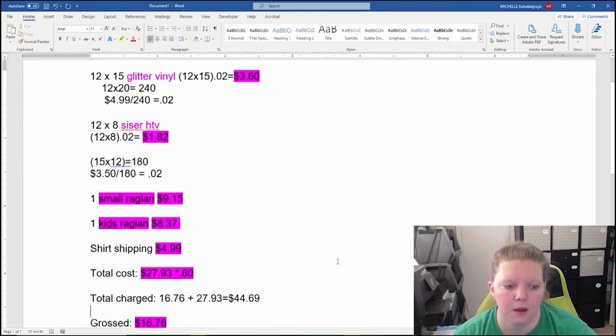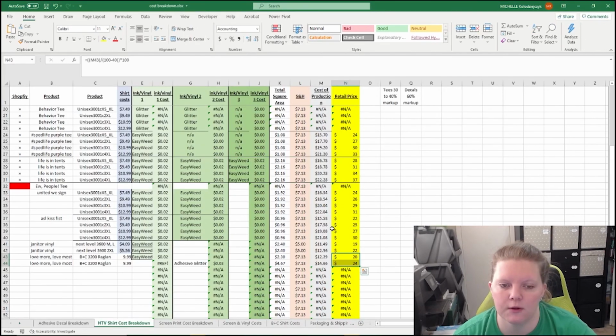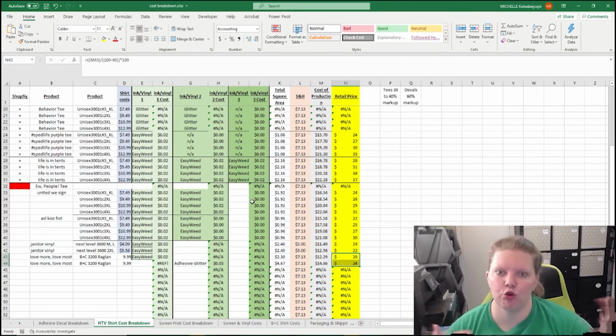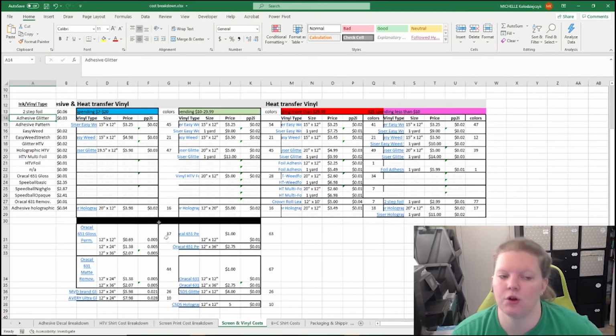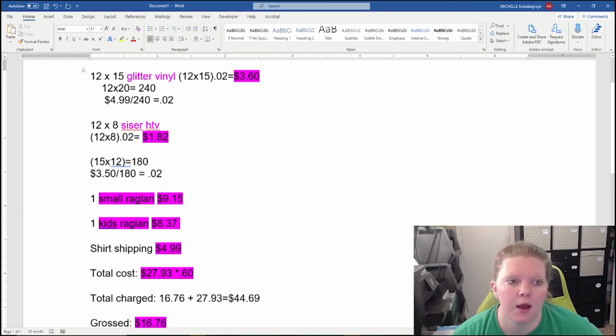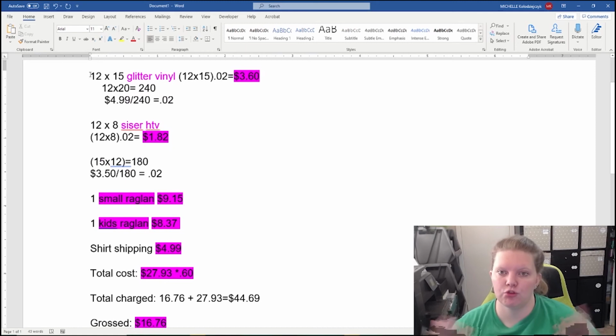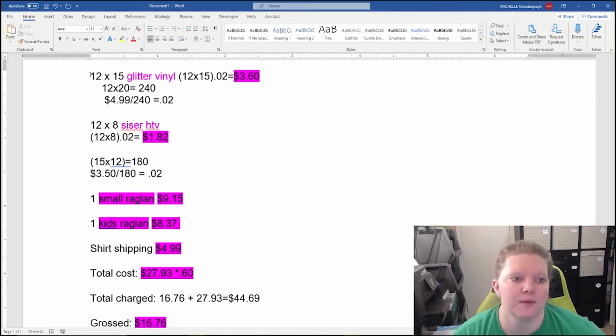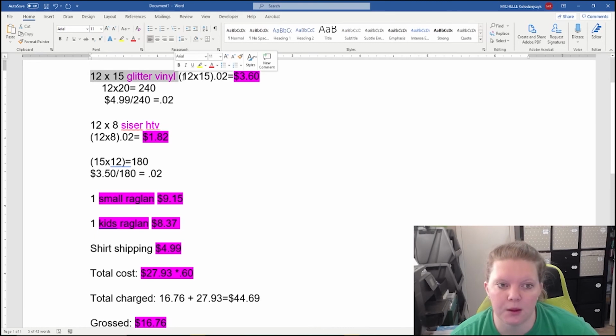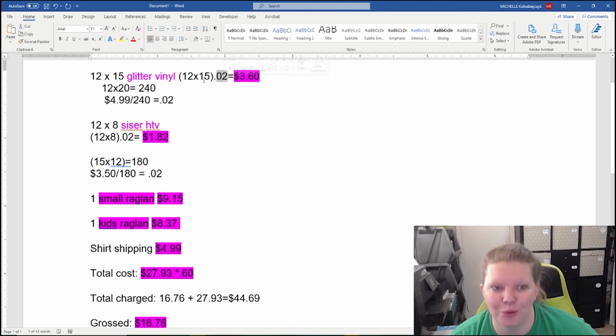So this Excel sheet is a little bit old and outdated, and I need to update it, but I've got the process so ingrained I can automatically do it. I just pull from the vinyl costs over here when I'm pricing. So this is kind of how I run through it when I have just a random sheet of vinyl that I'm using and it's not a full sheet. So I'm saying that I have that gold glitter. It's 12 by 15, and I know that it's 0.02, 2 cents per square inch.